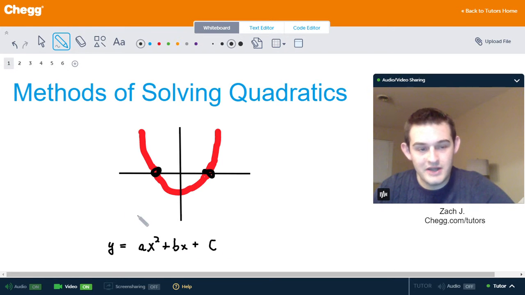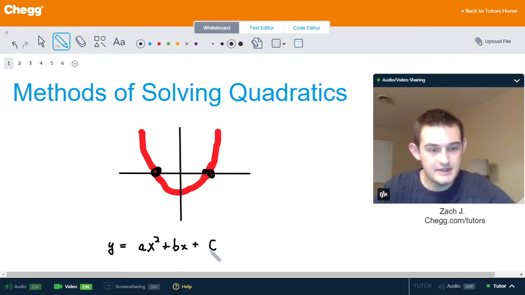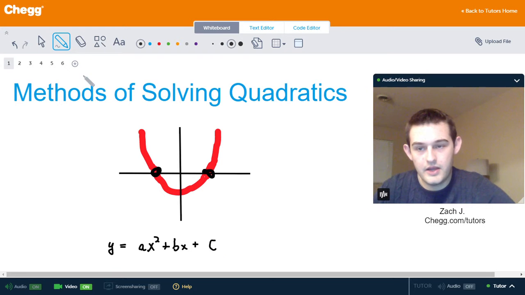Also, quadratics take the form of ax squared plus bx plus c. And so we will be using and referring to the different terms in the equations by a, b, and c, okay? Okay, so let's get started with the first method.